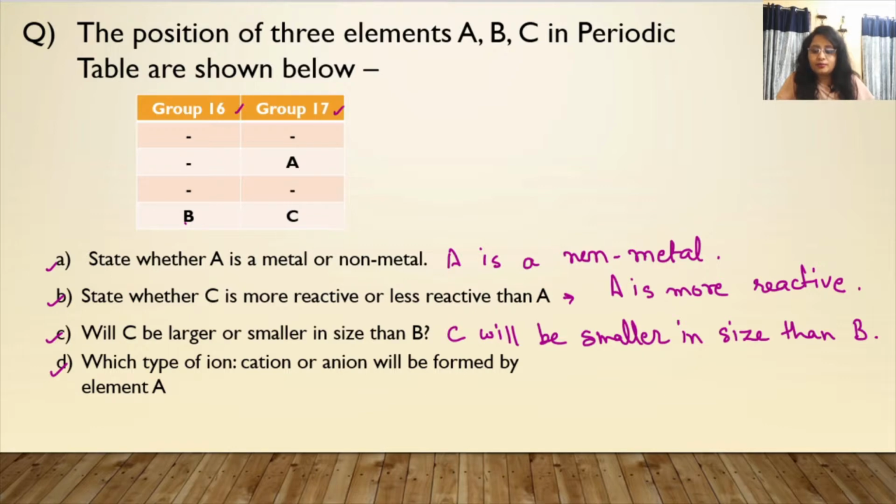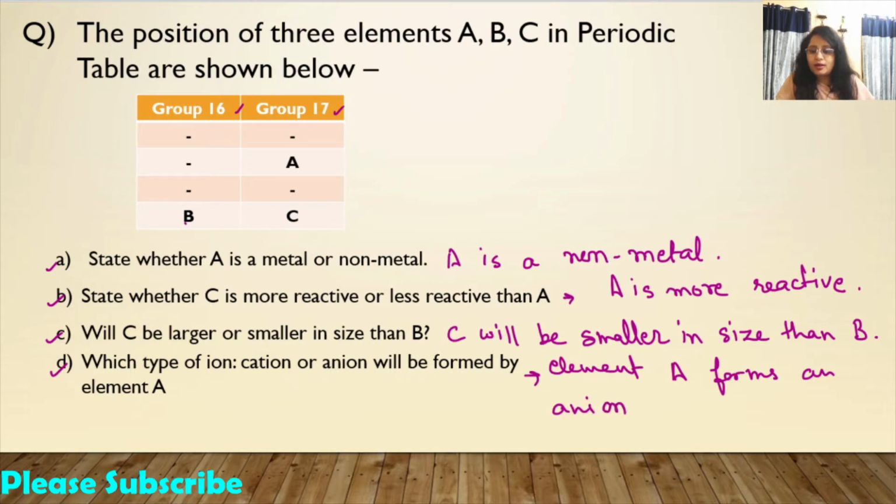You can say, which type of ion? Element A forms an anion because it has very high electron gain enthalpy.